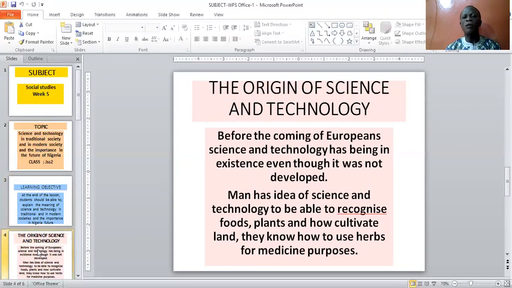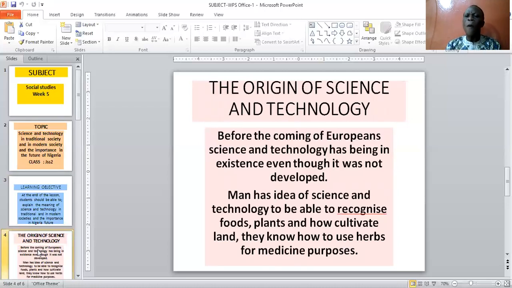What are the origins of science and technology? Before the coming of Europeans, science and technology had been in existence, even though it was not developed. Man had an idea of science and technology to be able to recognize foods, plants, and how to cultivate land. They knew how to use herbs for medicine purposes. That is the origin of science and technology.